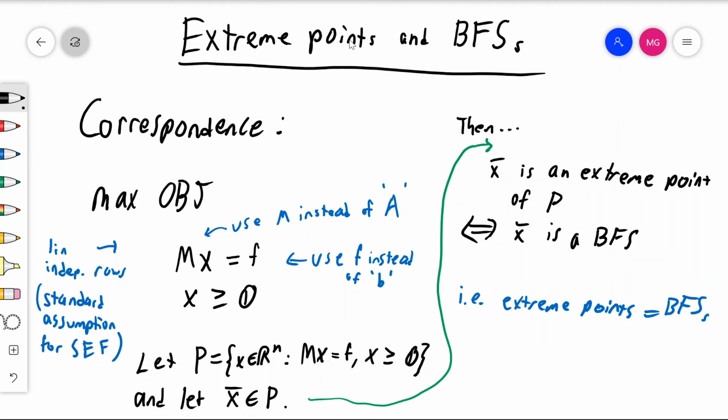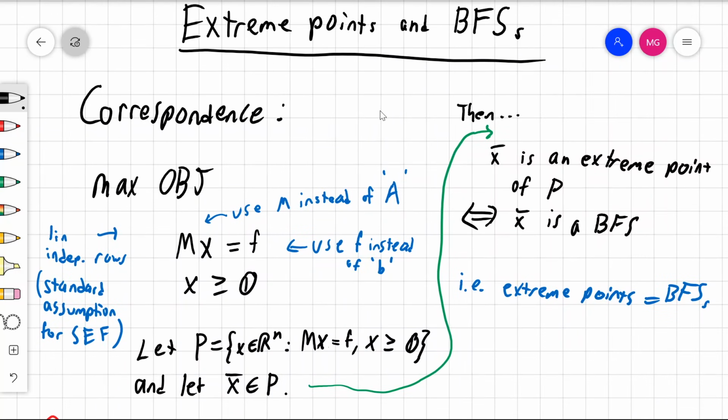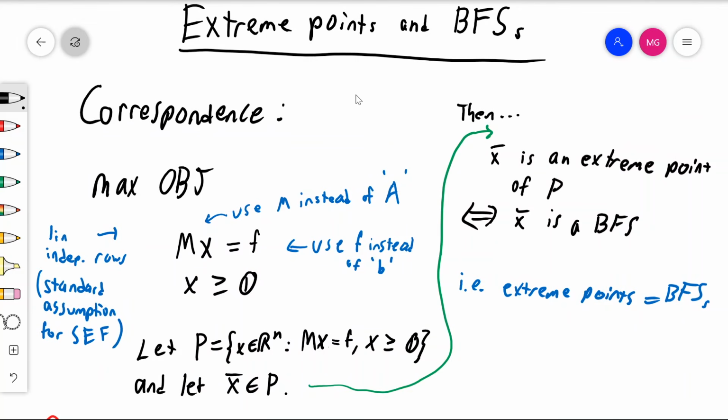In fact, what we're going to show in this video is that extreme points and basic feasible solutions are the same thing. Extreme points are just the geometric representation of basic feasible solutions. So that's the idea for this video.